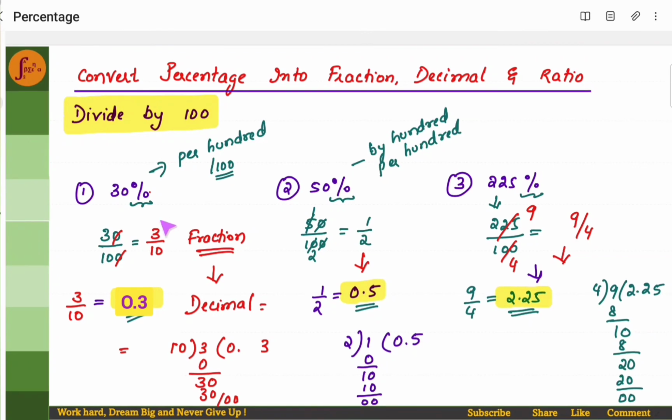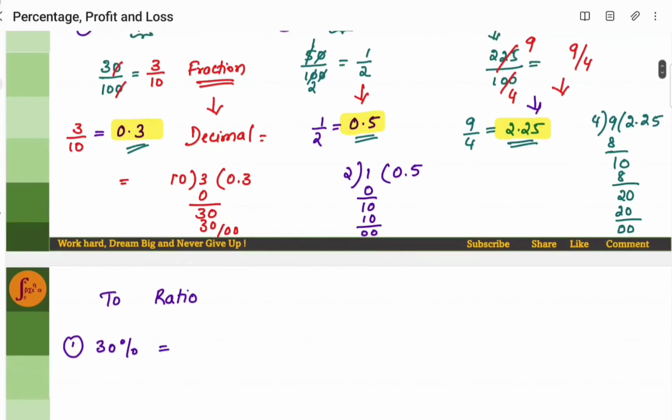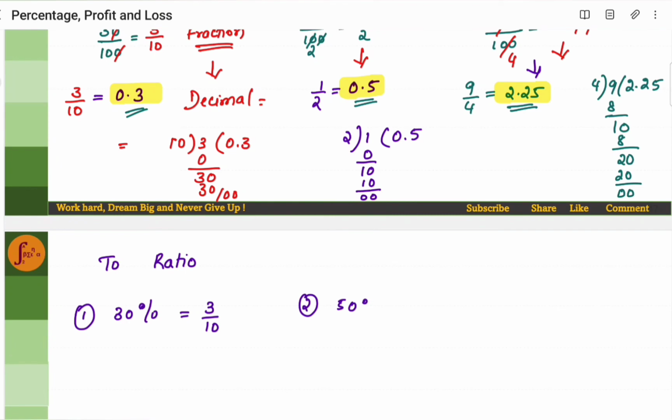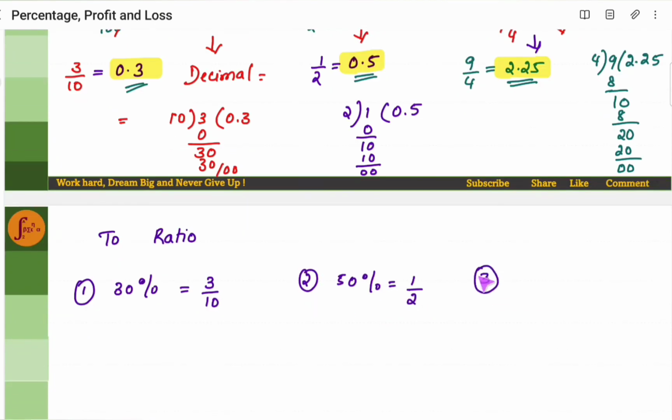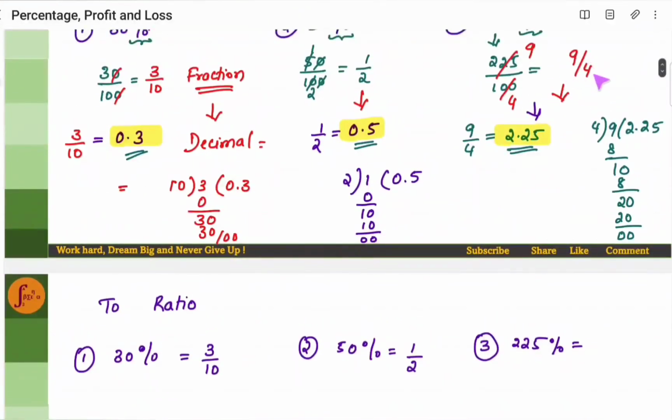Now, the last one, if I have to convert percentage to ratio, what do I do? Again, I'll have to use the fraction itself. The fraction itself will give me the ratio. What was the first one? 30%, and the fraction is 3 by 10. The second one, 50%, and the fraction is 1 by 2. The third one is 225%, the fraction is 9 by 4.